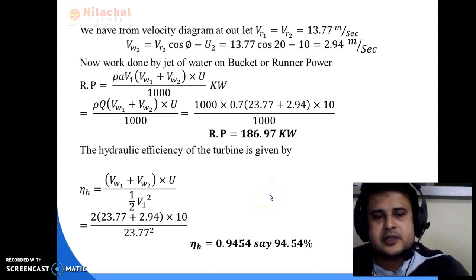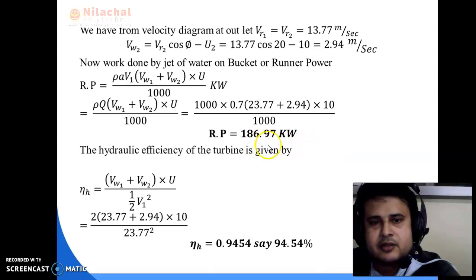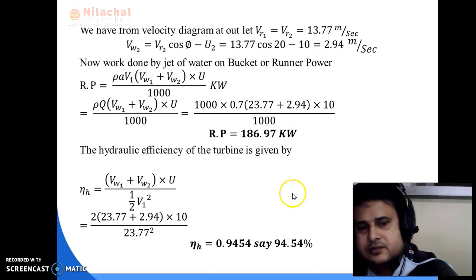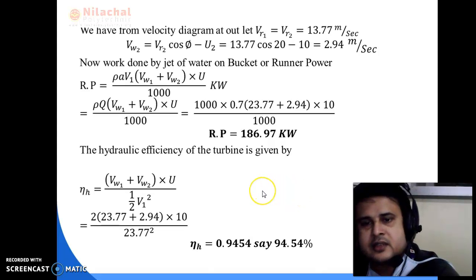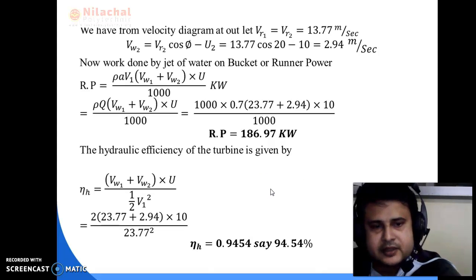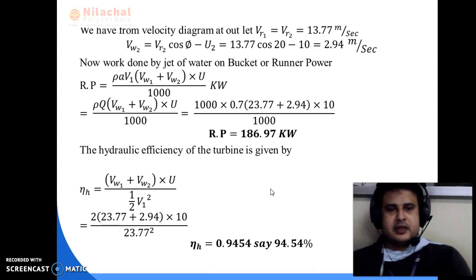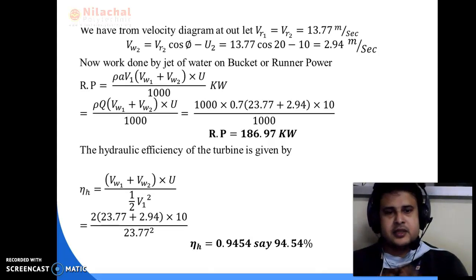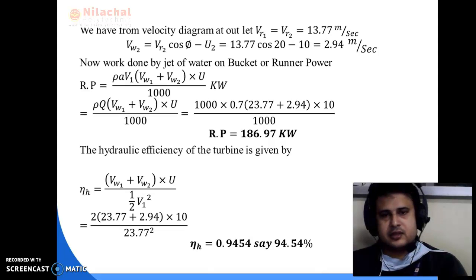We have already discussed that runner power is nothing but the work done by the jet of water on the bucket, and it is equal to 186.97 kilowatt. The next term is hydraulic efficiency. What do you mean by hydraulic efficiency? Hydraulic efficiency is the ratio of power delivered by the water to the runner divided by the power available with the water at the inlet of the runner.